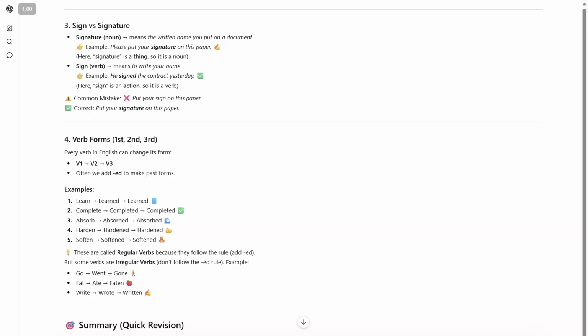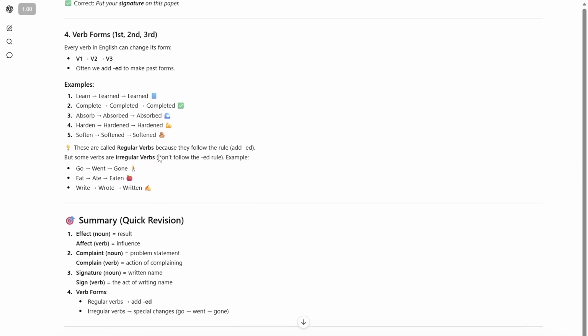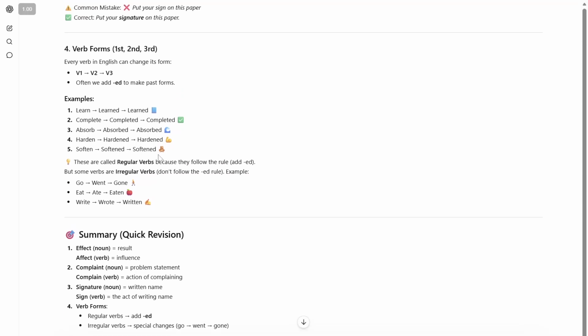Write, wrote, written. Summary, quick revision. 1. Effect, noun, equals result. Affect, verb, equals influence. 2. Complaint, noun, equals problem statement. Complain, verb, equals the action of complaining. 3. Signature, noun, equals written name. Sign, verb, equals the act of writing your name. Verb forms: regular verbs add -ed. Irregular verbs have special changes: go, went, gone.